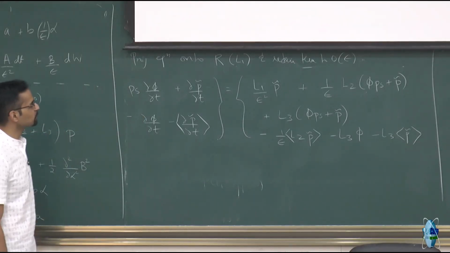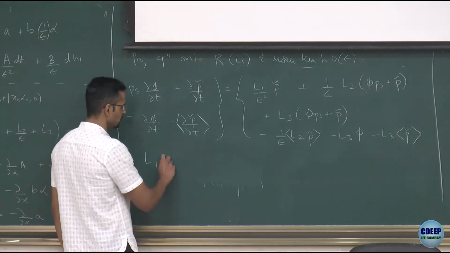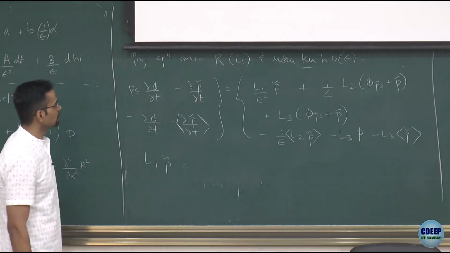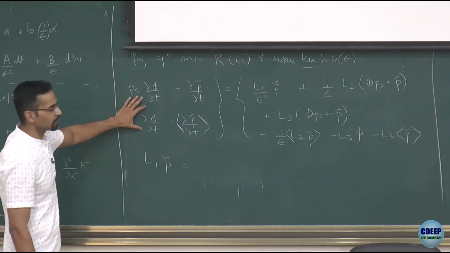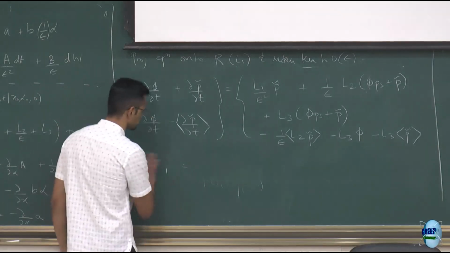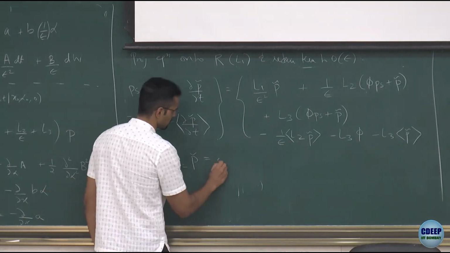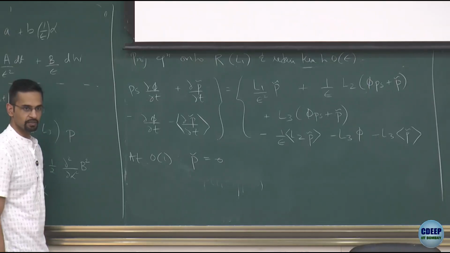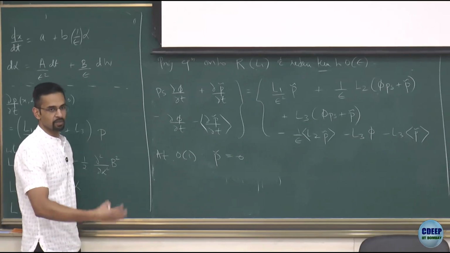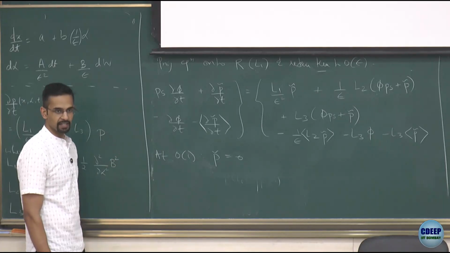Okay, so now if I'm going to keep terms of order epsilon, I multiply throughout by epsilon square, and what you will get at leading order is simply L1 P tilde. All of this will become epsilon square or smaller. Let's remember P tilde itself. At order 1, P tilde is 0. So then if I want to construct a solution, I will say 0 plus epsilon first order correction plus epsilon square and so on. But I'm just going to get the leading order term.